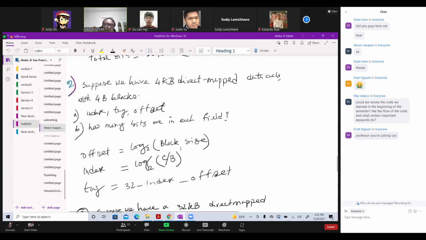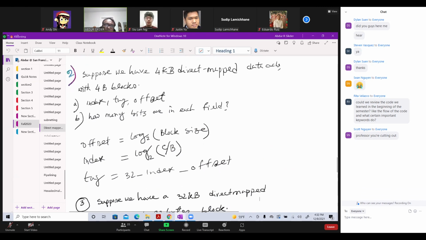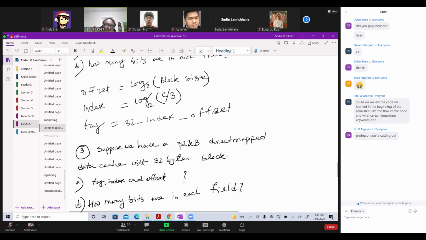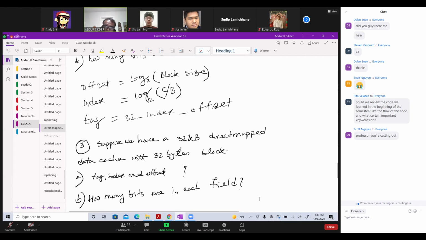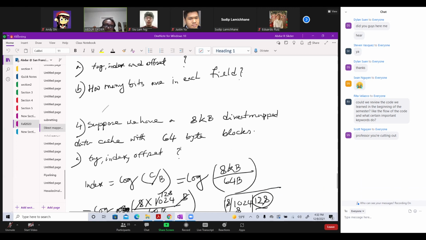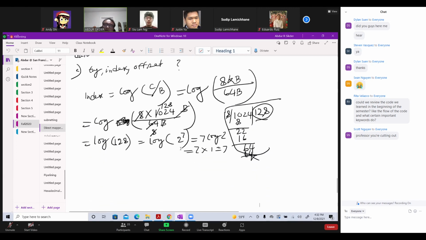And we have some more examples here too. So you see the 4KB and 4B again, and then offset is log of block size, index is log of cache size divided by block size. That means the number of blocks, basically. Tag is 32 minus index minus offset. And then there's another example there.